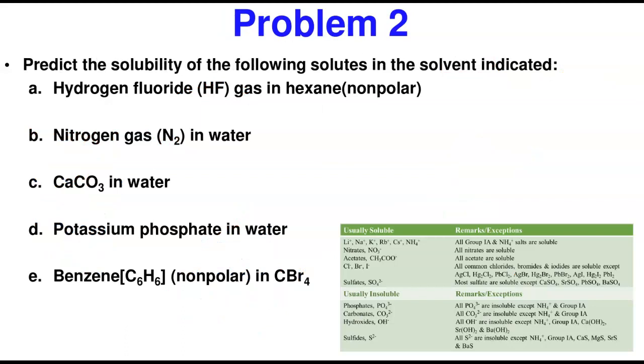Let's go to problem two. Now, you see, if you look up by my side, I showed you the solubility table that we also used when we did reactions and types of reactions and solubility of some ionic products. So I brought this here because you're going to see some ionic compounds here too, and you use the solubility table to figure out whether they're soluble. Now, the first one says hydrogen fluoride gas in hexane. If you look at the structure of hydrogen fluoride, it is a polar molecule, HF.